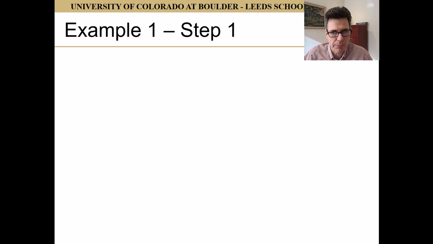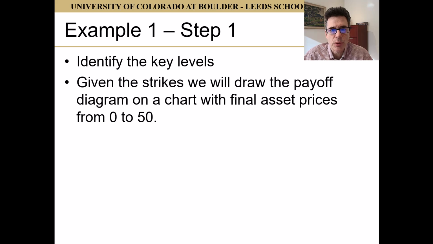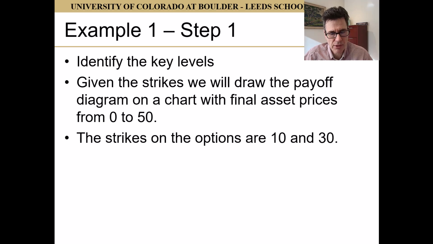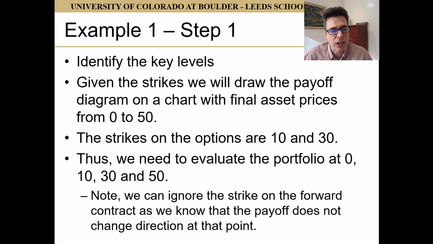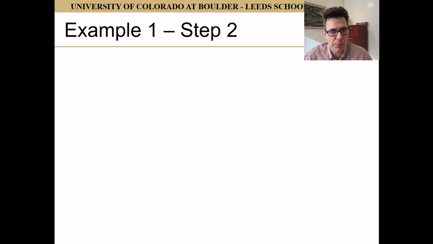So step 1, identify the key levels. Given the strikes, we will draw the payoff diagram on the chart with final asset prices from 0 to 50. So the strikes on the options are 10 and 30. Therefore, we need to evaluate the portfolio at 0, 10, 30, and 50. We can ignore the strike on the forward contract as we know the payoff does not change direction at that point. So step 2, evaluate the portfolio.